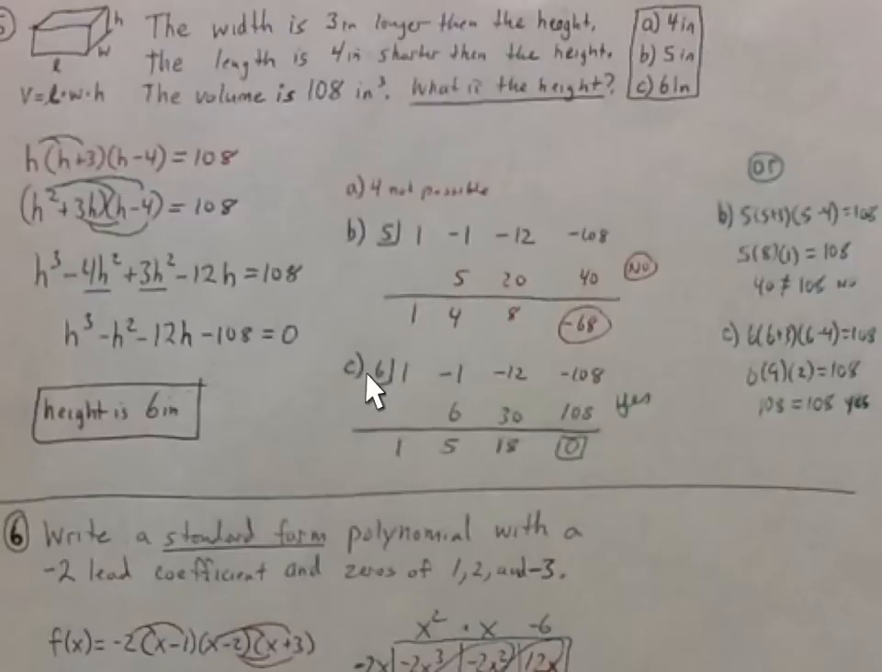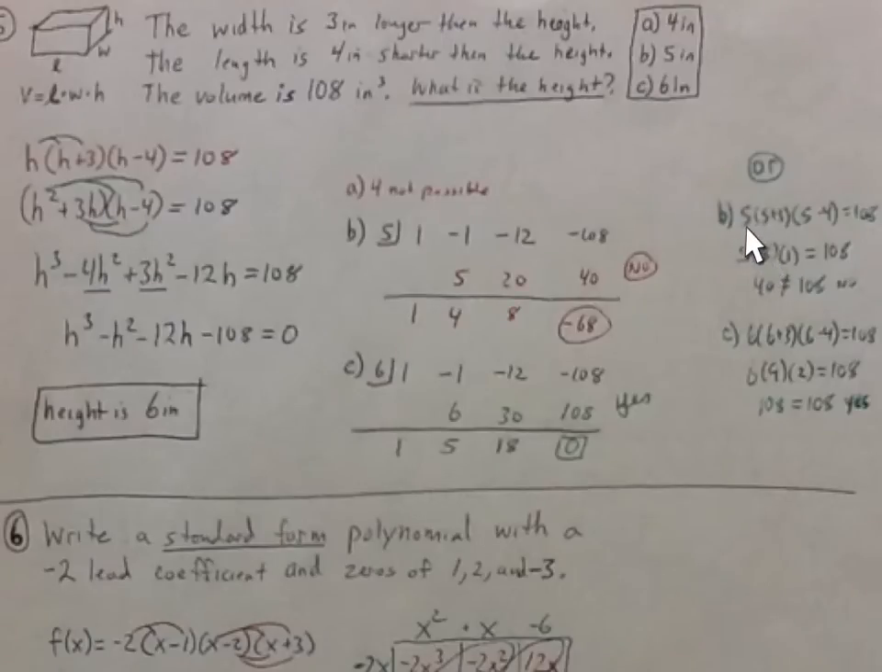When I try 6, it goes in evenly, so that means that 6 is a 0 for this, which is what I want. I want zeros. So I know that the height is 6 inches. That's a lot of work. Probably easier way would just be to logically go 1 by 1.